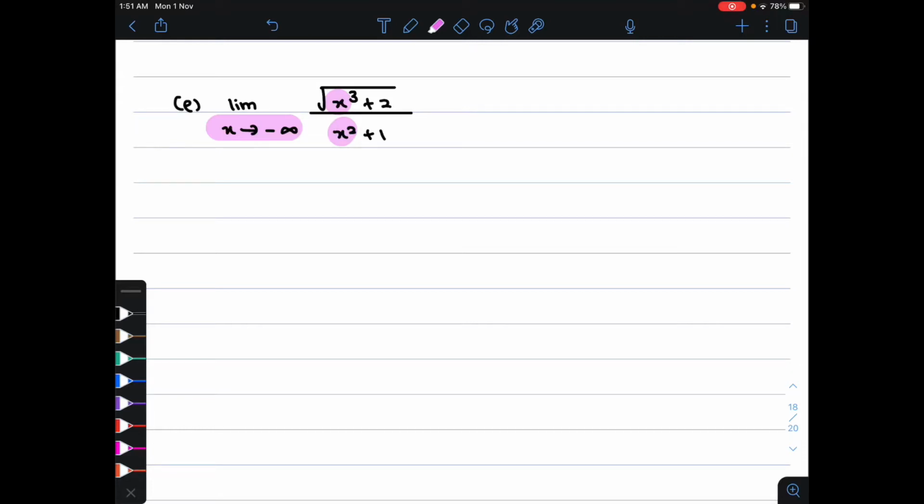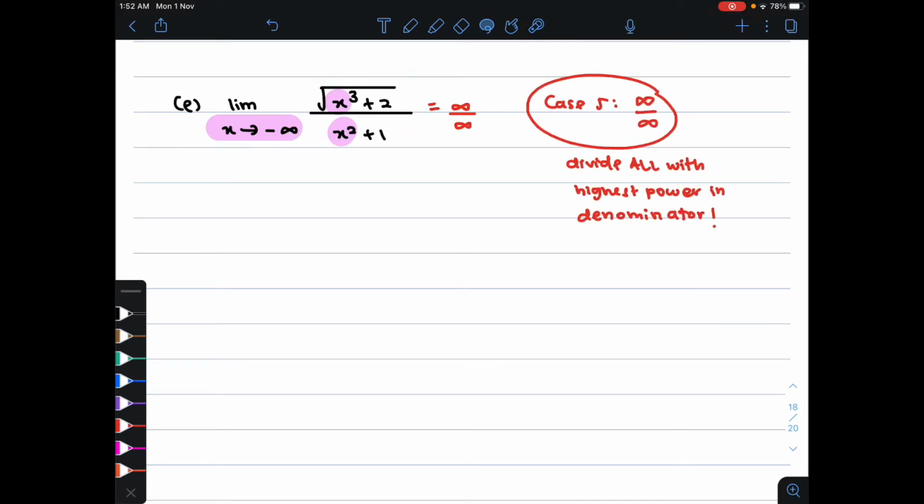When we substitute x equal to negative infinity into this function, we will get infinity over infinity, and hence this is case 5. So we can see that the highest power in the denominator is x squared, but for the numerator, here we have square root. So we need to do something to the numerator first.